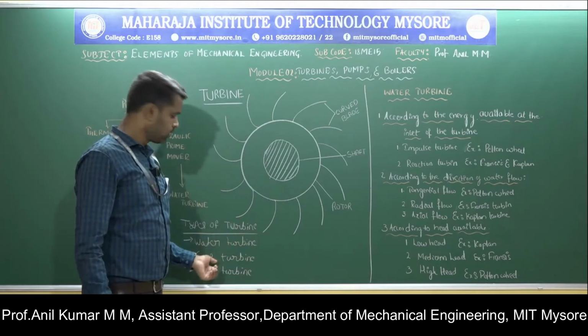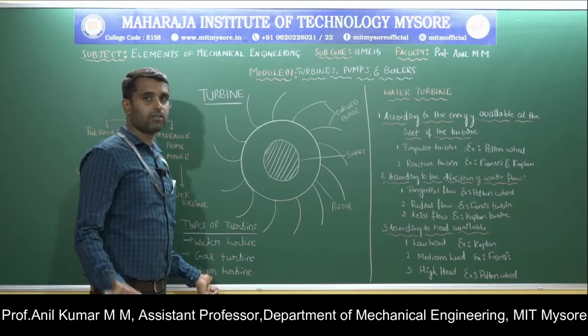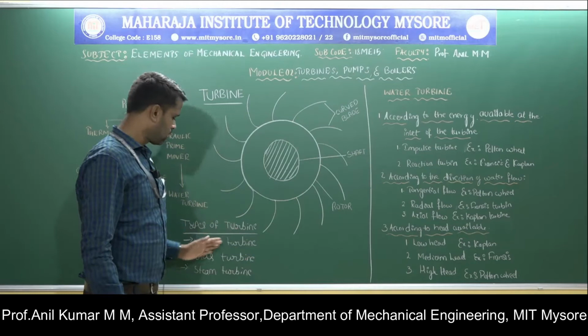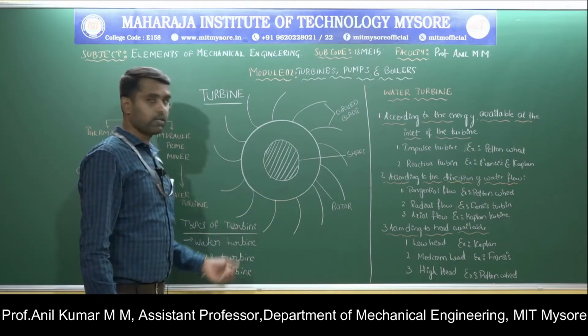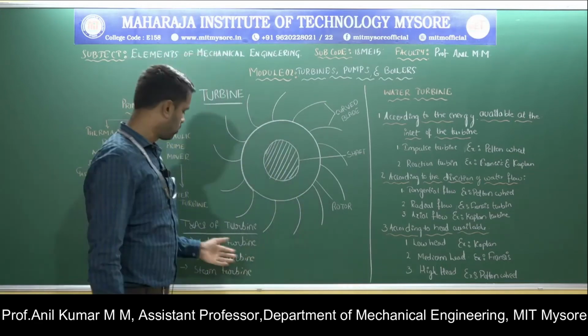One is the water turbine, another one is the gas turbine, and then the steam turbine, based on the working medium which we are going to use to run the turbine. So based on that, it can be classified into three types: water, gas and steam turbine. Water turbine is nothing but it converts the water energy into mechanical energy.